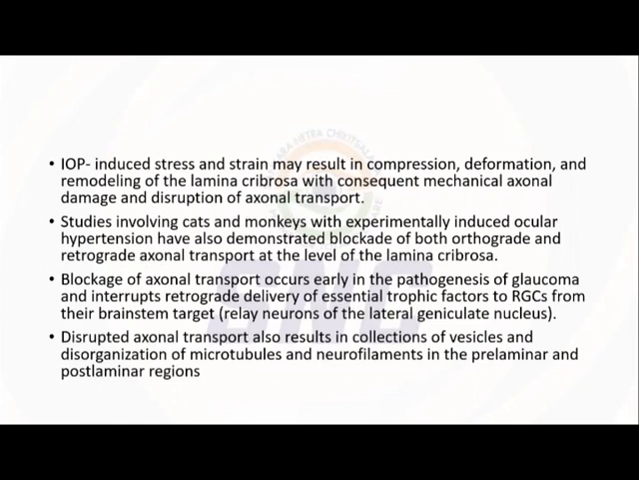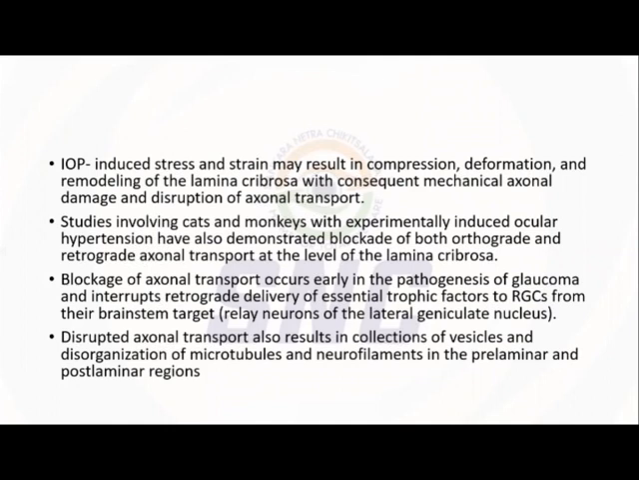Studies in animals like cats and monkeys with experimentally induced ocular hypertension have shown blockade of both retrograde and anterograde axonal transport at the level of the lamina cribrosa. This blockage of axonal transport occurs early in the pathogenesis of glaucoma, and it interrupts the retrograde delivery of essential trophic factors to retinal ganglion cells from the brainstem. These factors come from the neurons of the lateral geniculate nucleus, and the transport is cut off.